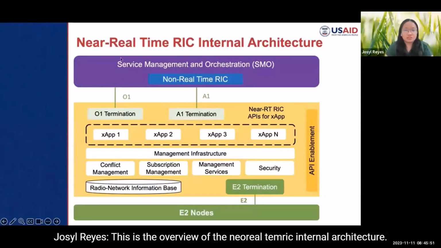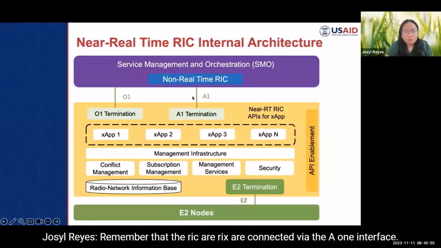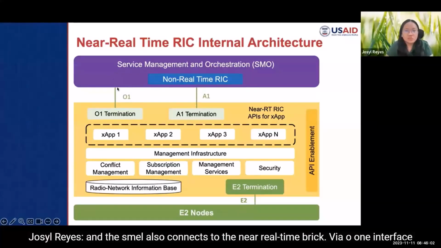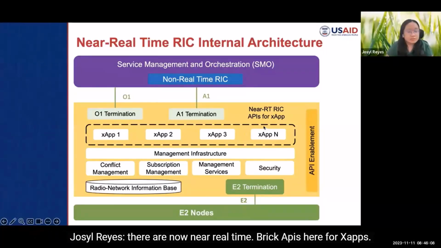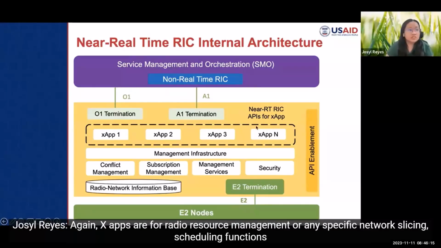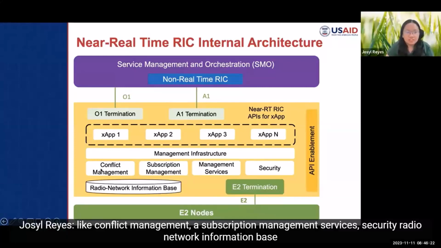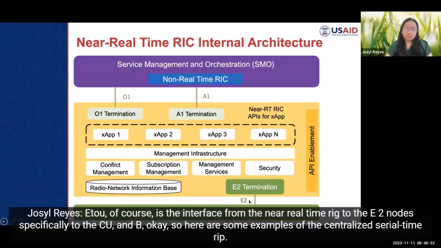This is the overview of the near real-time RIC internal architecture. Remember that the RICs are connected via the A1 interface, and the SMO also connects to the near real-time RIC via the O1 interface. There are now near real-time RIC APIs here for xApps. Again, xApps are for radio resource management or any specific network slicing and scheduling functions, like conflict management, subscription management services, security, radio network information base. E2, of course, is the interface from the near real-time RIC to the E2 nodes, specifically to the CU and DU.